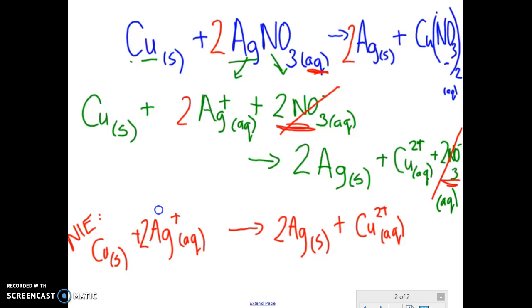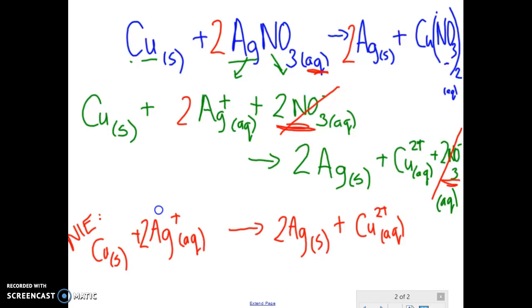This is important because it takes the overall chemical reaction and tells us what is actually reacting. In a sense, the NO3 negative is like a taxi. It's attached to the silver nitrate so that you have a solid crystal. Once you dissolve it in water, that nitrate isn't involved in anything. Writing out a net ionic equation is important for the next step.